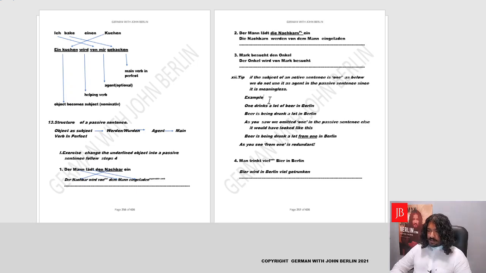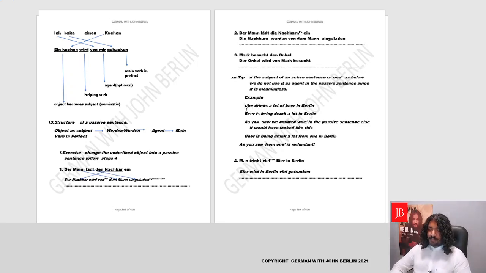Okay, now let's find out. We have another sentence here. Let's quickly find a quick tip. Now, if in an active sentence the subject is empty, we do not carry it forward in the passive sentence. That means we do not carry forward the agent if the agent in the active form is basically empty.